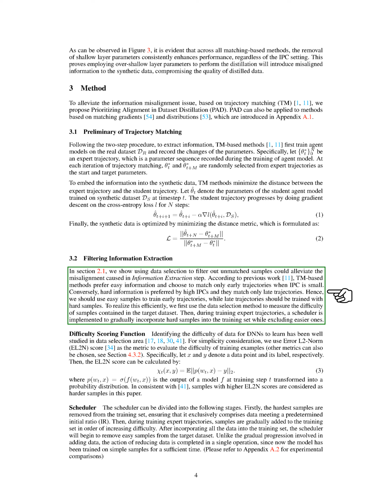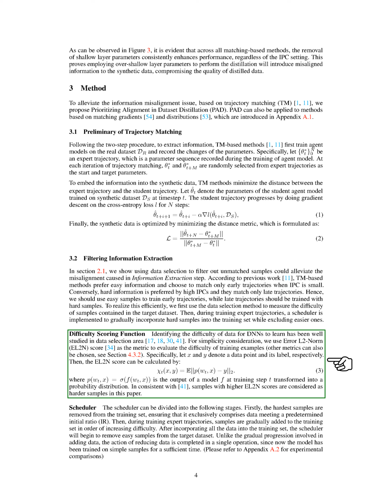Previous studies indicate that TM-based methods prefer easier information and match only early trajectories when IPC is low, while high IPCs favor harder information and match late trajectories. Therefore, we should train early trajectories with easy samples and late trajectories with hard samples. To implement this effectively, we first assess the difficulty of samples in the target dataset. Then, during the training of expert trajectories, we gradually introduce hard samples into the training set while excluding easier ones. Finally, we discuss the difficulty scoring function.